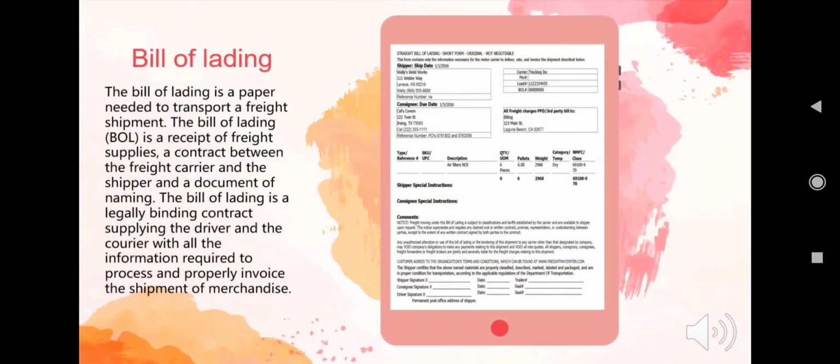The bill of lading is one example of a shipment document. It is a paper needed to transport a freight shipment, a receipt of freight services, a contract between the freight carrier and the shipper, and a document of title. The bill of lading is a legally binding contract supplying the driver and the courier with all the information required to process and properly invoice the shipment of merchandise.